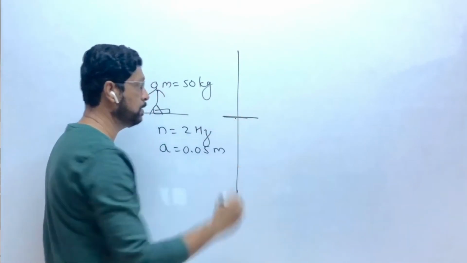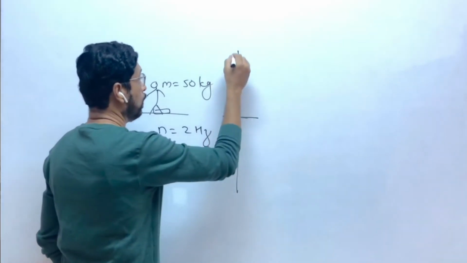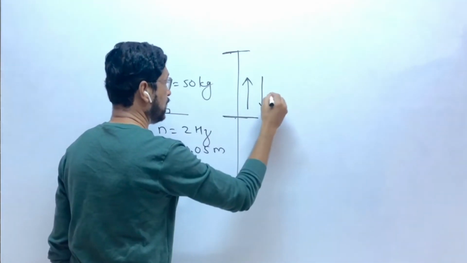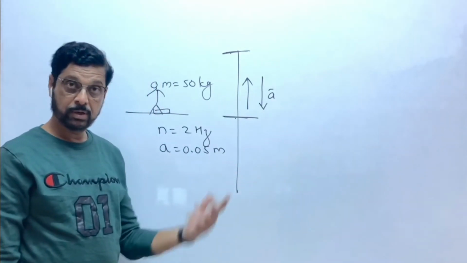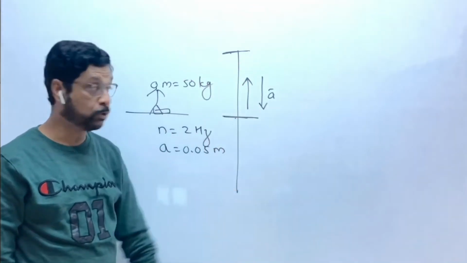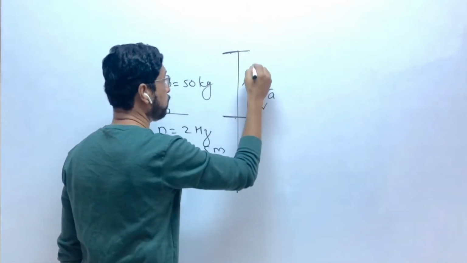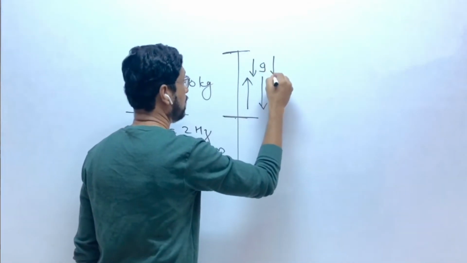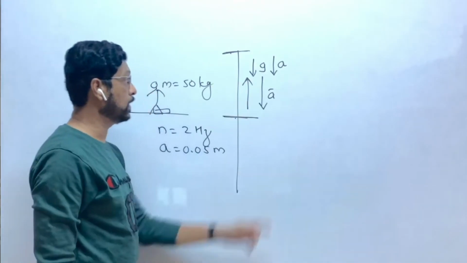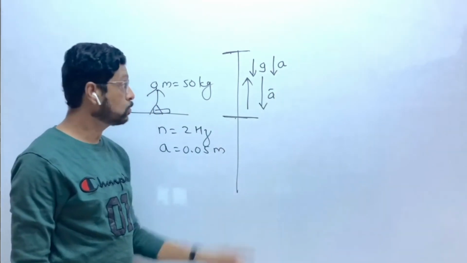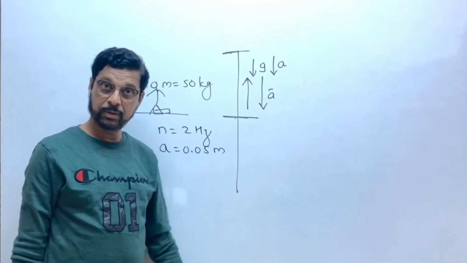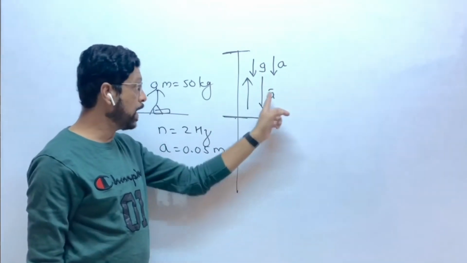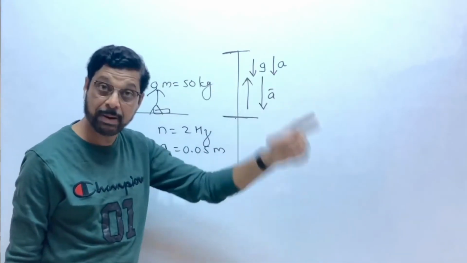Suppose this is the mean position of the platform. When the platform is going up, its acceleration is downwards. Acceleration in S.H.M is towards the mean position. So when he is moving up, his acceleration due to gravity is downward, and acceleration due to S.H.M is also downward. So there will be a reduction. The net acceleration will be g minus a. And where will this reduction be maximum?